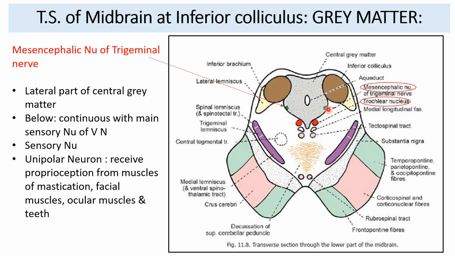Now lateral to this is the mesencephalic nucleus of the trigeminal nerve, which is in the lateral part of the central gray matter. Because it is the trigeminal nerve nucleus at the level of the midbrain, we call it the mesencephalic nucleus, and below it will be continuous with the sensory nucleus of the trigeminal nerve. This mesencephalic nucleus will contain unipolar neurons, which are going to receive the proprioception from the muscles of mastication, facial muscles, ocular muscles, and teeth. So this proprioception is received by the mesencephalic nucleus of the trigeminal nerve.